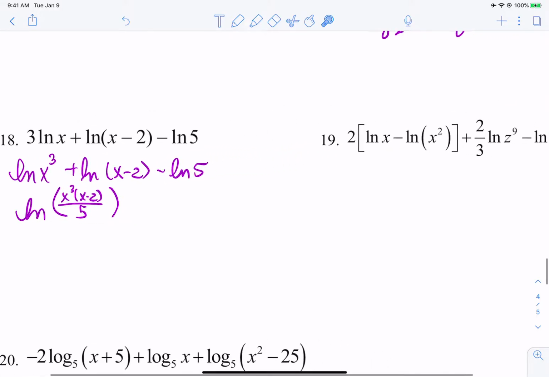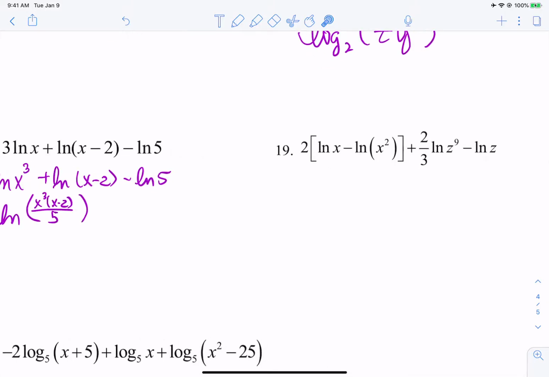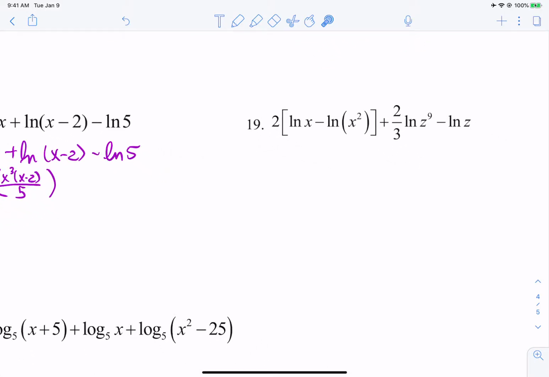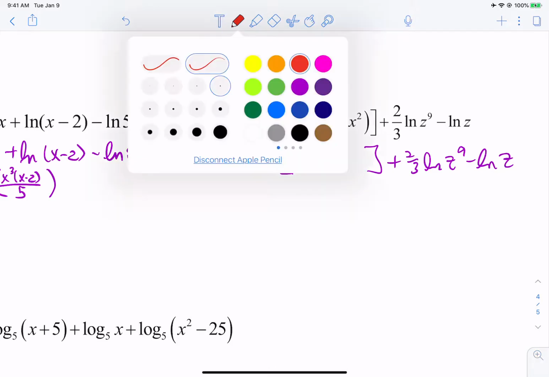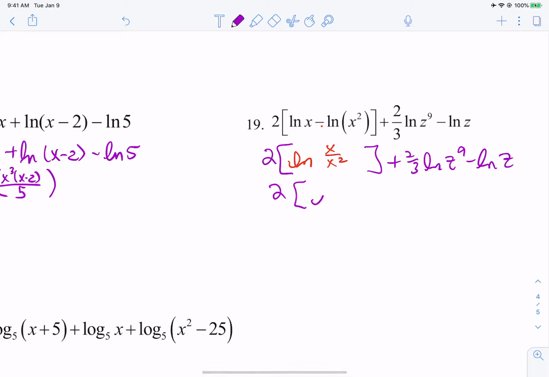Now I noticed 19 is a little bit icky, but it's okay. We'll figure it out. We'll do it step by step. I notice in my innermost parenthesis there are 2 separated logarithms. So let's go ahead and rewrite that. I am going to ignore the other junk for a minute and try to get that together. So inside the parenthesis, minus means to divide. So this would be the natural log of x over x squared. That's going to be the natural log of, let's just call it 1 over x, I guess.